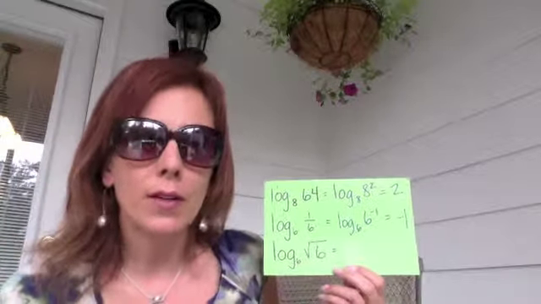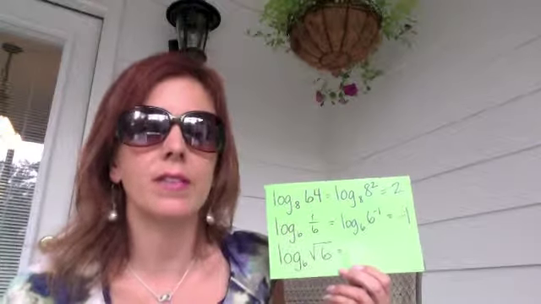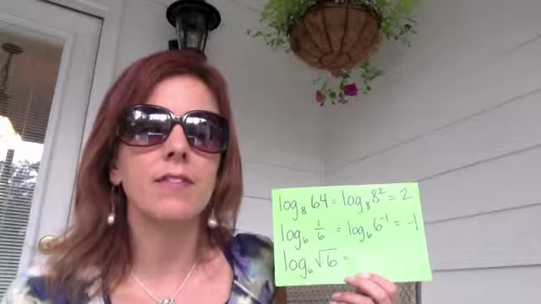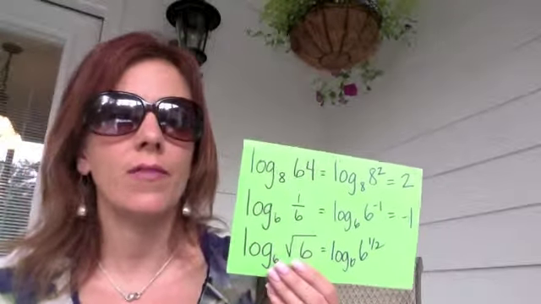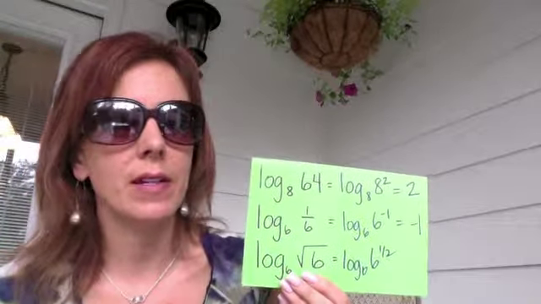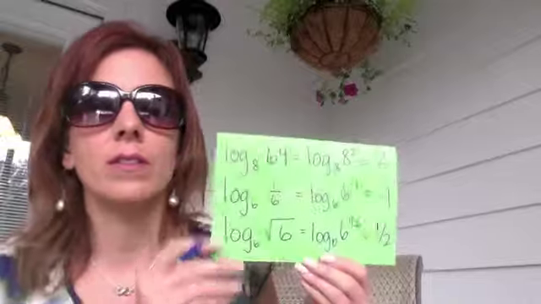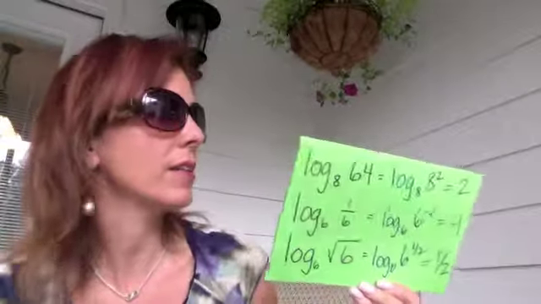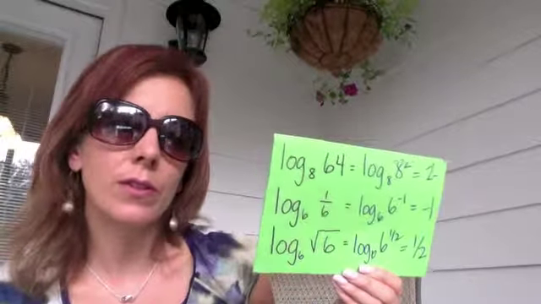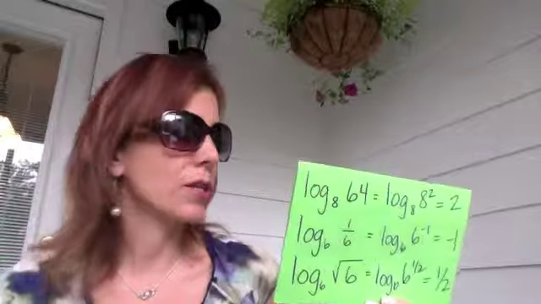Take that radical and rewrite it as a fractional exponent. Log base 6 of 6 to the what? That would be log base 6 of 6 to the 1/2 power. Now we have matching bases. The log base and the exponent base are the same, and so we can say that our answer is just 1/2. Fantastic. Okay, so now we're going to make it a little trickier.